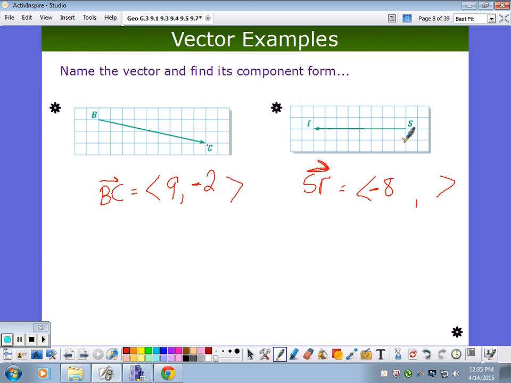Right is positive, and then what's my second component here? Up or down? Zero. So that's how you can name a vector in its component form. All right? Yes, ma'am.